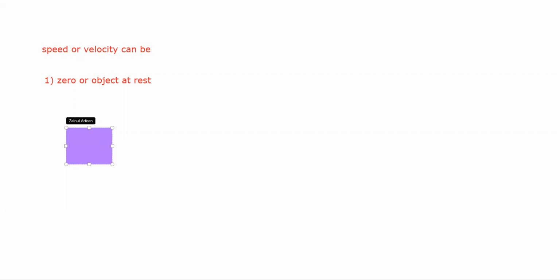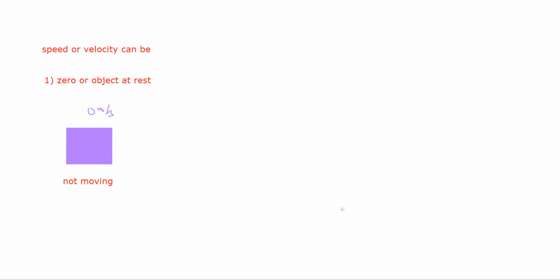Then the speed or velocity can be, number one, 0, or object at rest. So for example, if there is an object and this object is not moving, what is the speed of this object? 0, because it's not moving.